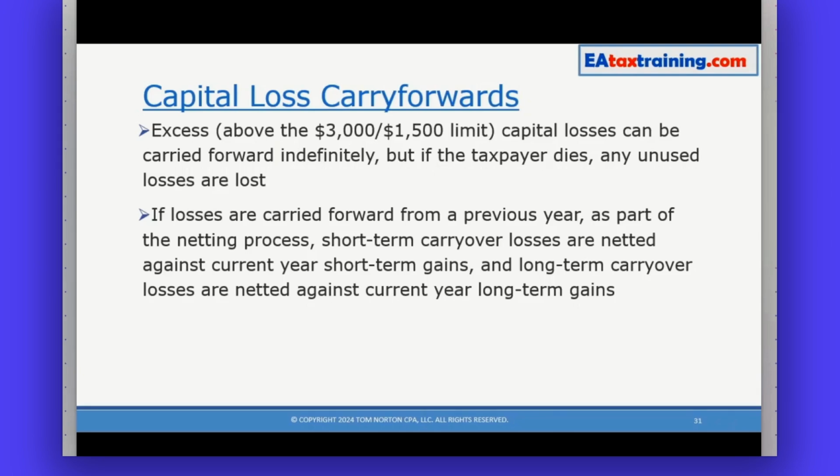If losses are carried forward from a previous year, then as part of the netting process that we talked about before, so you might keep buying and selling. So again, let's talk about stocks. You're buying and selling stocks, and you do that every year. So if you have carryover losses from last year, and now you're going through your netting process this year, any short-term carryover losses are netted against current short-term gains, and any long-term carryover losses are netted against current long-term gains. I think that makes sense that that is the way that you would do it.